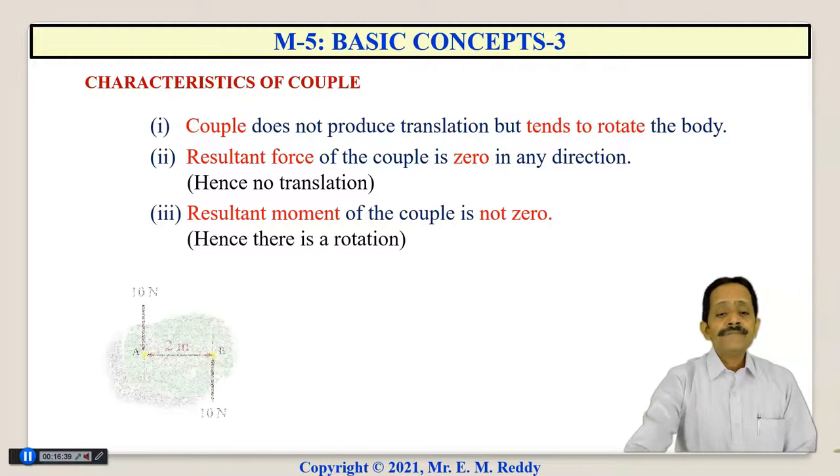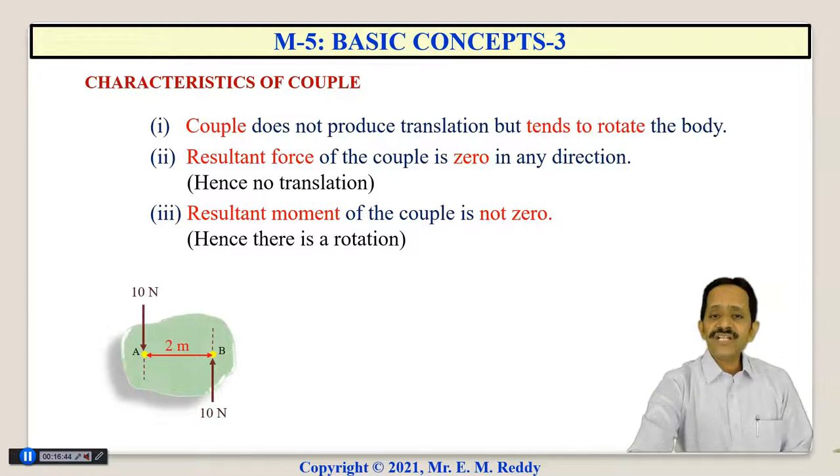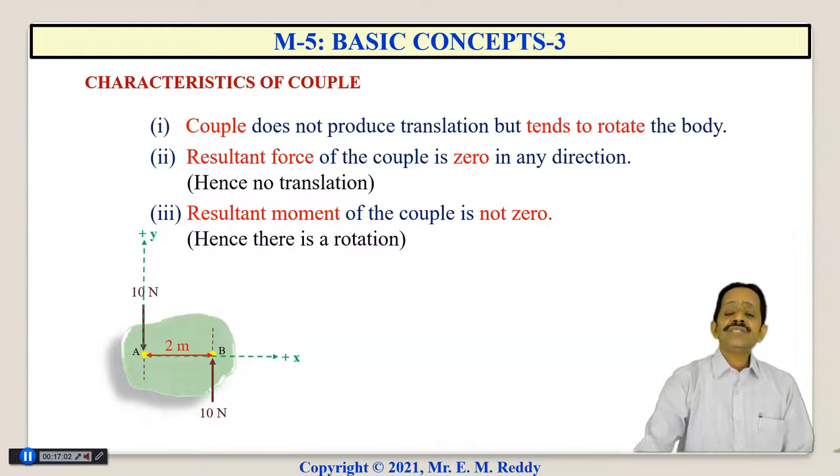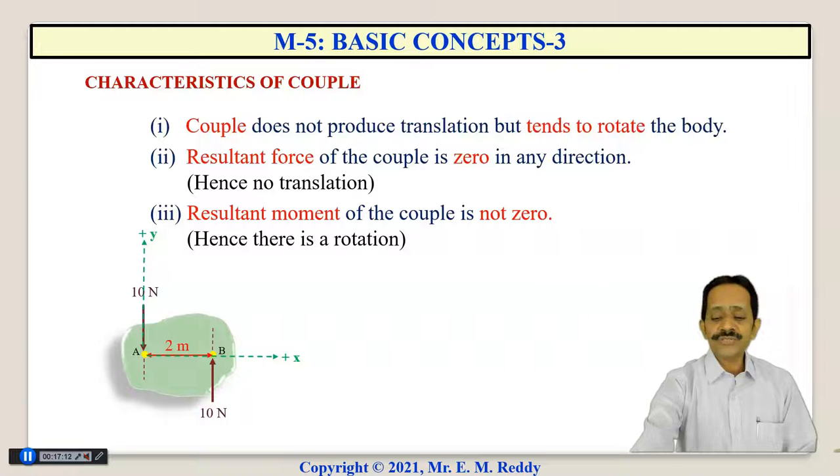Okay. Now see this example. Two forces of magnitude 10 Newton are acting at points A and B parallelly in the opposite direction at a distance of 2 meters. So these two forces are forming a couple on this body. To determine the resultant force, let us consider this positive x and y axis. Resultant force is nothing but the algebraic sum of the forces, right? So here the forces acting downwards will be considered as negative, upwards positive.